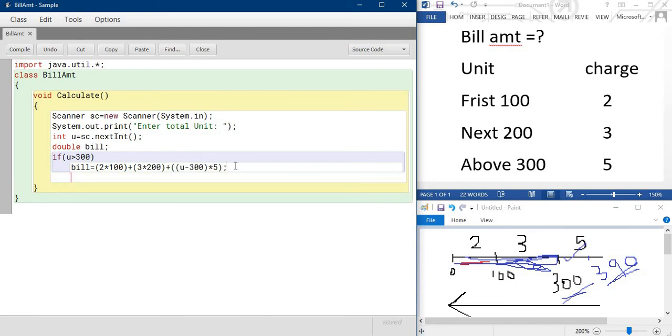It's very difficult to write the entire calculation using the help of ternary operator. Very difficult.